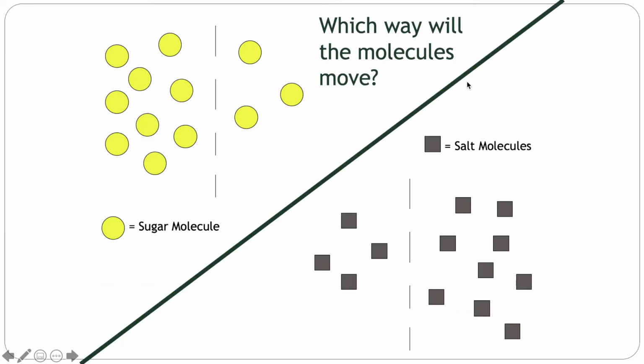So this slide here is just to look at that concentration gradient. So you want to see which way the sugar molecules would move. So you've got a higher concentration here and a lower concentration here. So they would move from the high concentration to the low concentration. So the high to the low. And for our salt molecules, you've got your high concentration here and your low concentration here. So they would move from the high concentration to the low concentration. So down the concentration gradient.